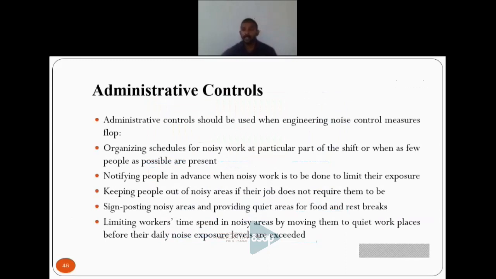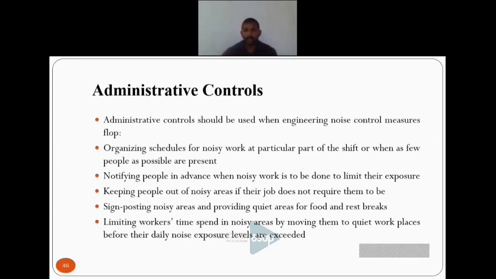And next is the administrative control. If the 3 cases, substitution, elimination, and engineering control, fail, then we can go for administrative controls. Administrative control means we are organizing. Industries may already have exposure to higher noise, so what we plan here for the workers who go there is to make a correct schedule for them.